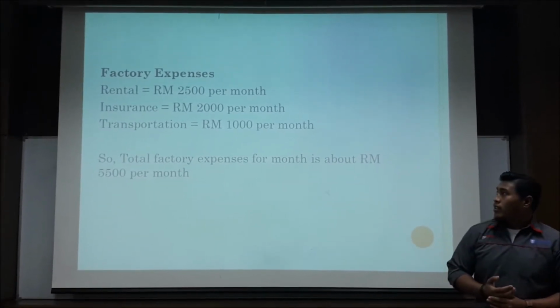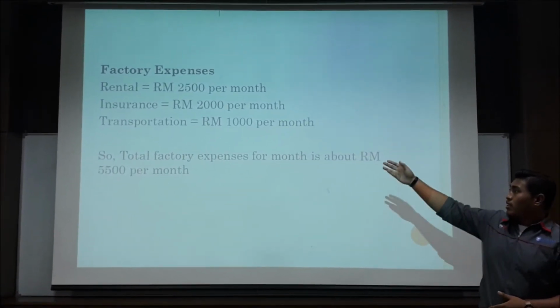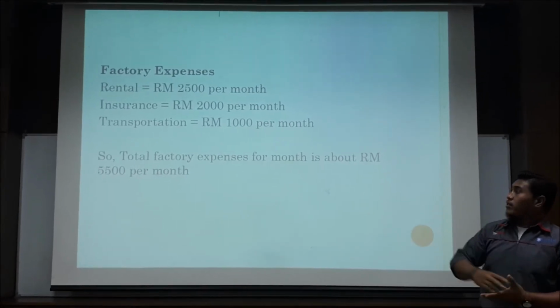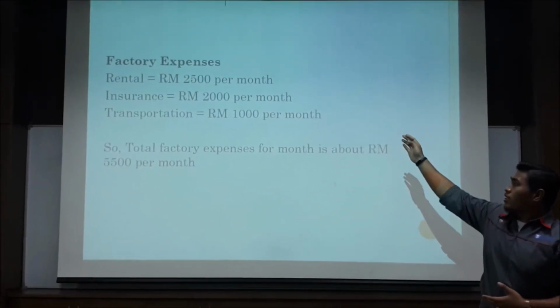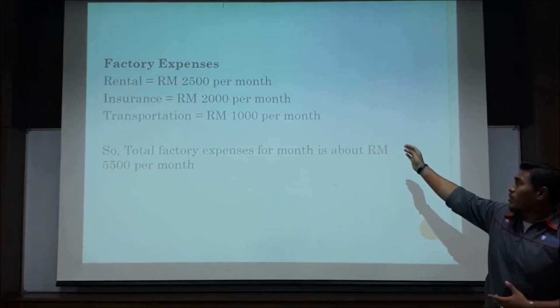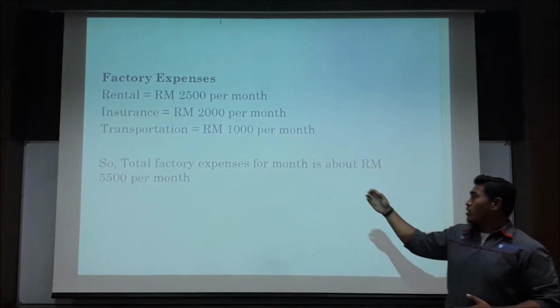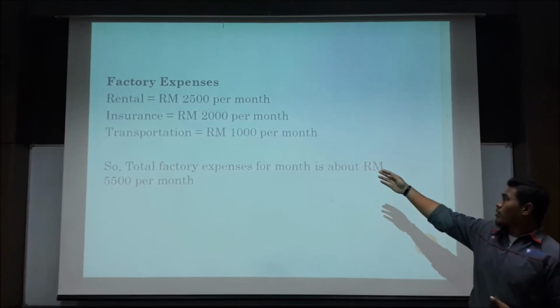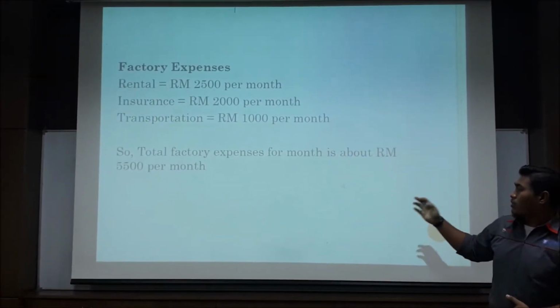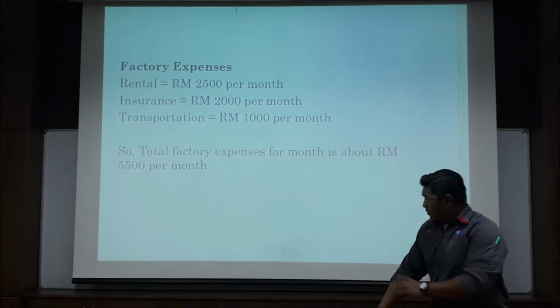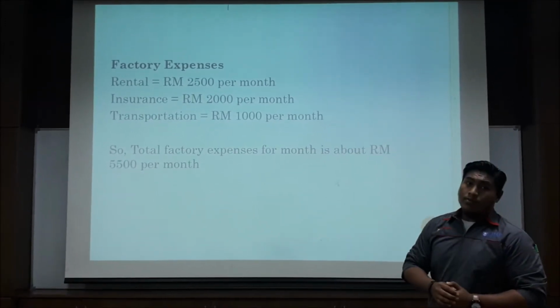Okay, for the factory expenses, we can see that our company rental is RM250 per month, and insurance is RM2,000 per month. Transportation is RM1,000 per month. So the total factory expense per month is RM5,500 per month.